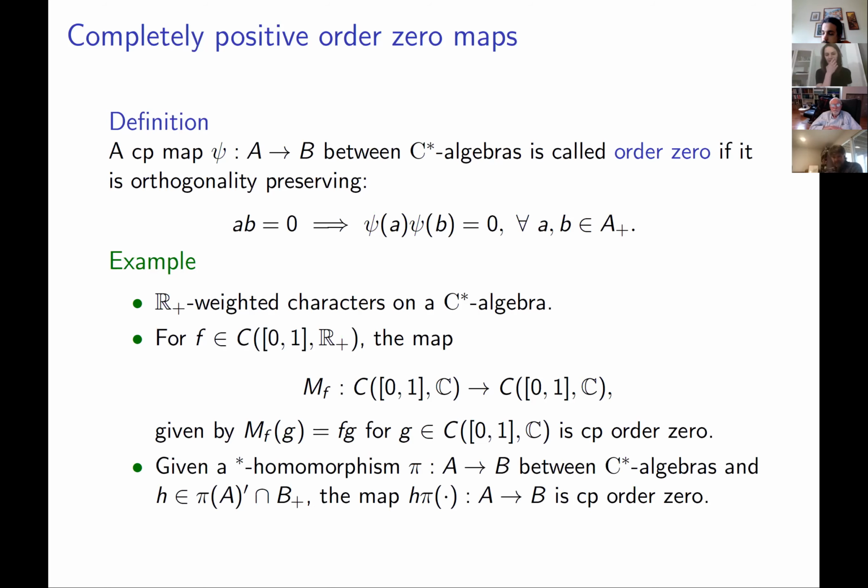How do I know? Because more generally, if we have a star homomorphism between two C-star algebras, and I take some positive element in the domain space that commutes with the image of the star homomorphism, then the map where I take the star homomorphism and then just multiply what it spits out by this positive element, that's CP order 0. And it's actually pretty easy to verify that that's CP order 0, because basically since this positive element commutes with pi, it just gets out of the way of this orthogonality.